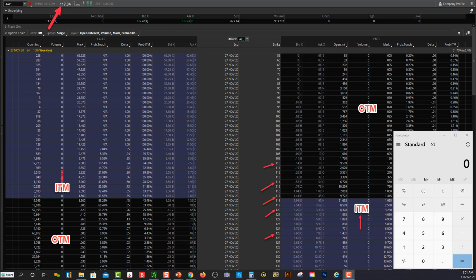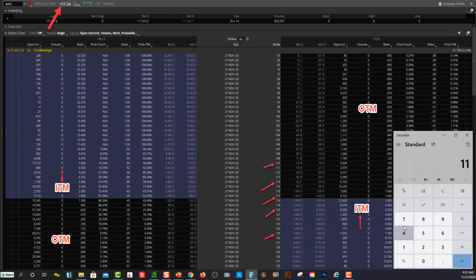Let's look at the call side on the left first. All you need to do to find the intrinsic value is take the current price of the stock of Apple, 117.34, and then look at the strike price of $110. You just subtract $110, and that would be your intrinsic value, $7.34. If we look at the next example of $114, you take 117.34 minus 114, and that's $3.34.